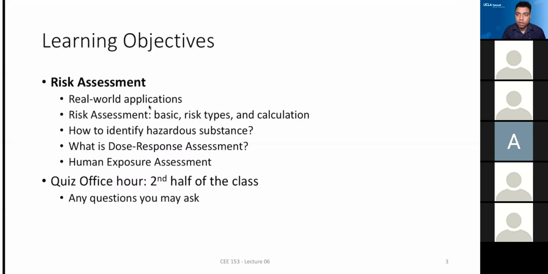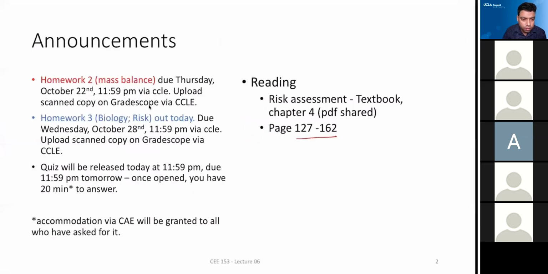Because when you think of how much dose is a risk to you, for instance, a lot of times people say risk means chemical. Actually, everything can cause a risk.